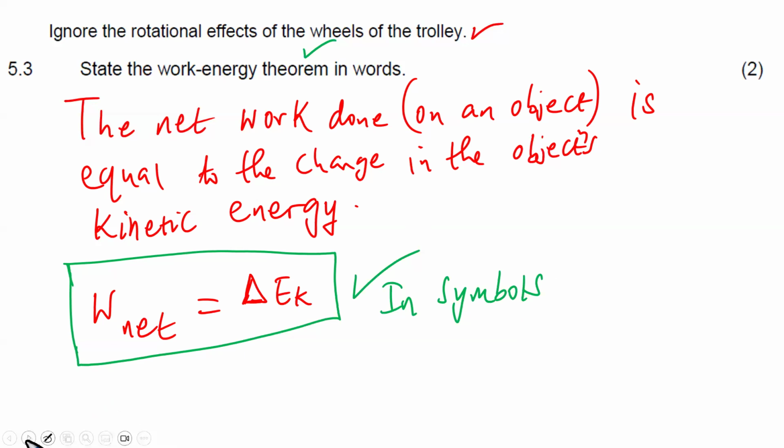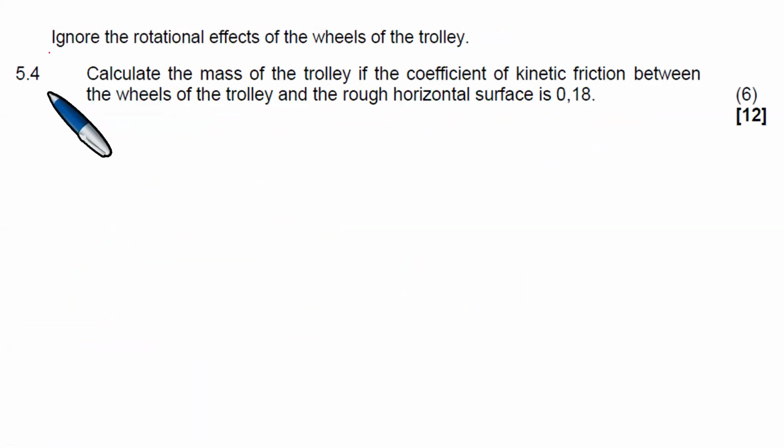Next question. Ignore the rotational effects of the wheels of the trolley. Calculate the mass of the trolley if the coefficient of kinetic friction between the wheels of the trolley and the rough horizontal surface is 0.18. The marks are 6. So what do we do right now here? We need to perform a calculation.